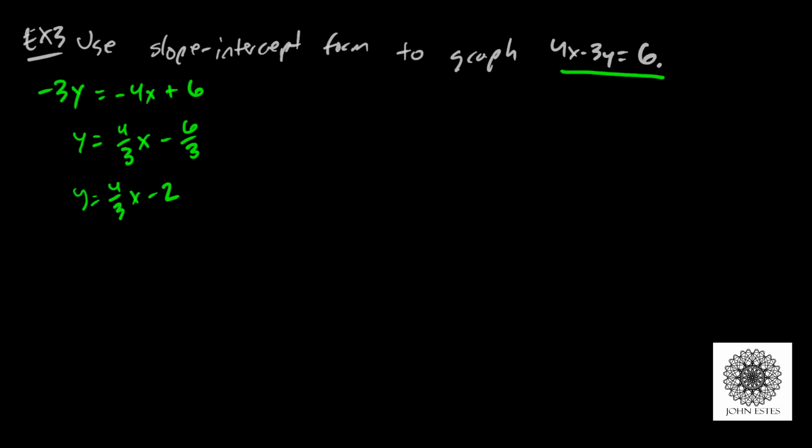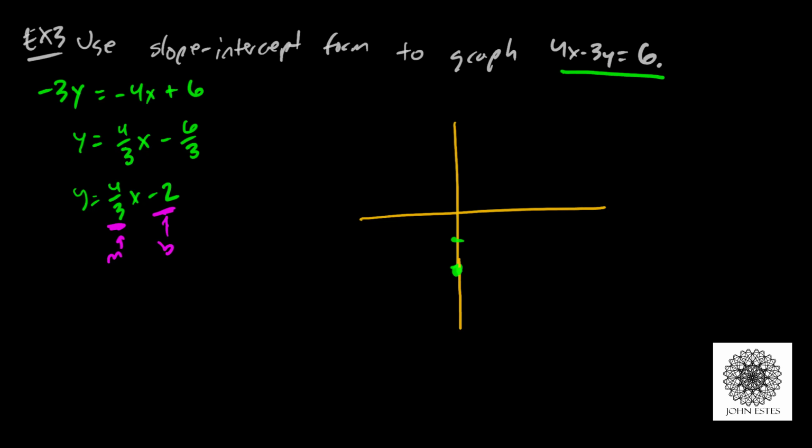Alright, so now this is in slope-intercept form, which is great. That means that this 4 thirds here is my slope, and this negative 2 is my intercept, my y-intercept. So now if I'm going to graph this thing, I've already done all the heavy lifting. Here's my axis. Now I have a y-intercept of negative 2, so I come down to negative 2. And then my slope is 4 thirds.